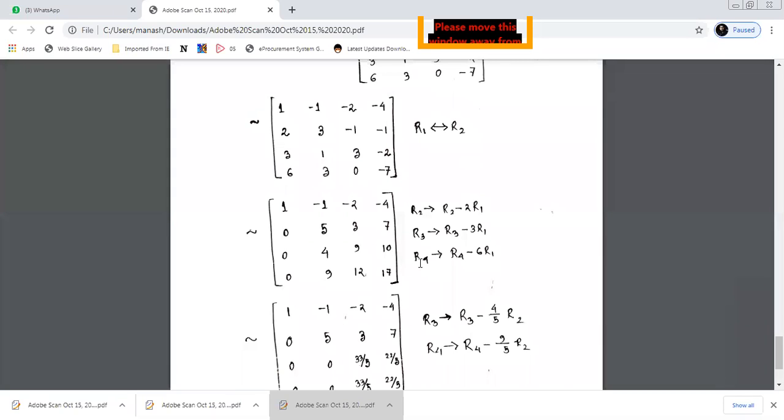Clear? Next, row 4 tends to row 4 minus 6 row 1. Same way we subtract this one, we got 0, 9, 12, 17.